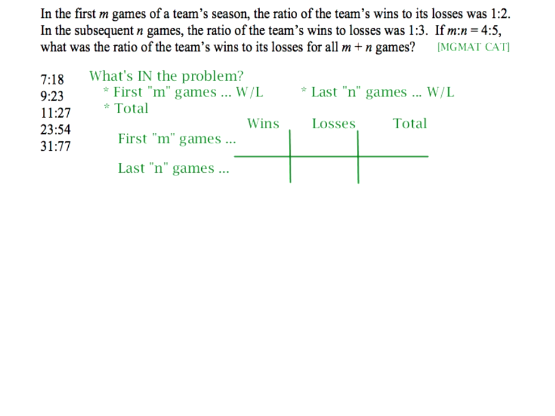Again, all of this organizing stuff is before you even look at math. We don't even have to decide how we're going to do it until we have it organized. We don't have to decide whether we're going to do algebra or something else. Those decisions all happen later. So in the first n games, we know that wins to losses here is 1 to 2.